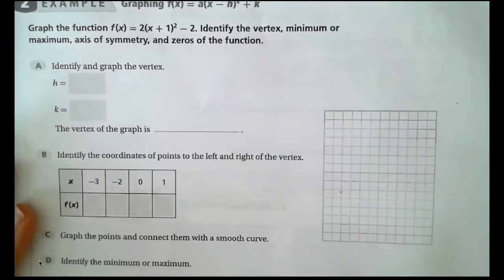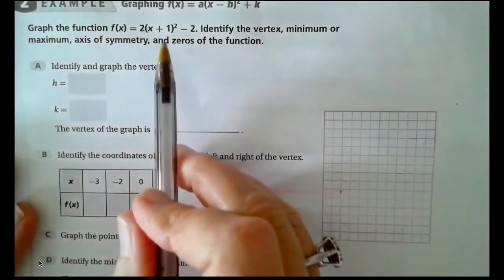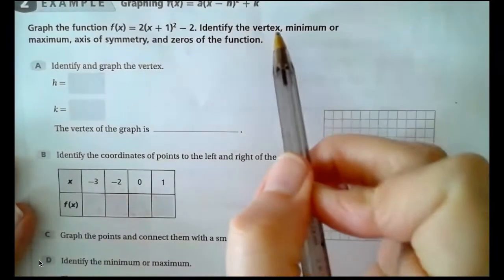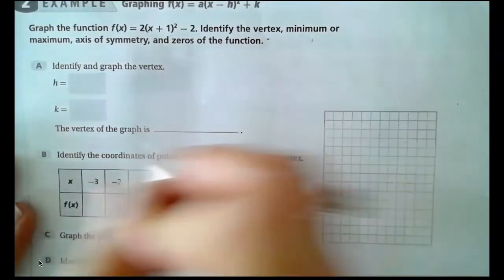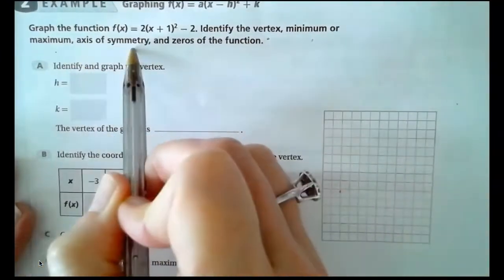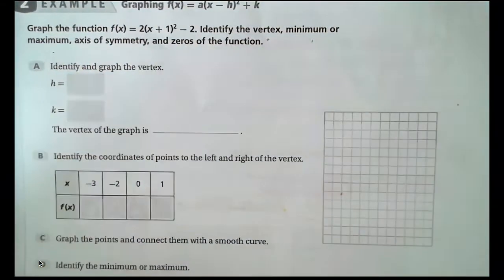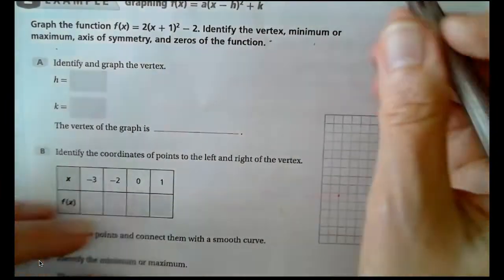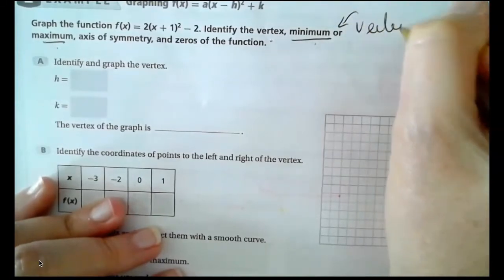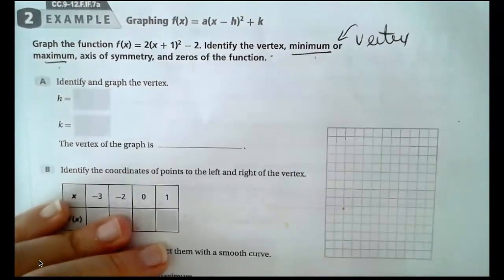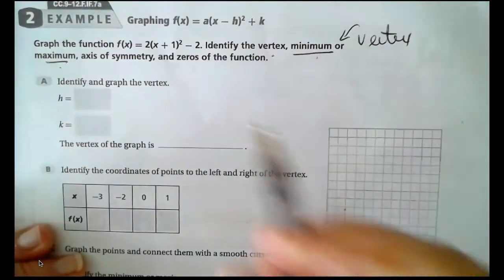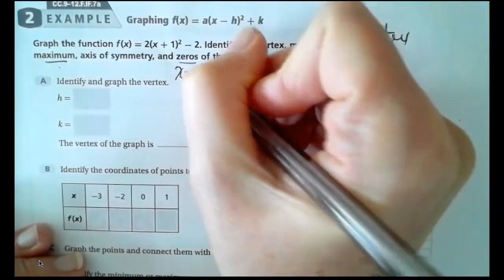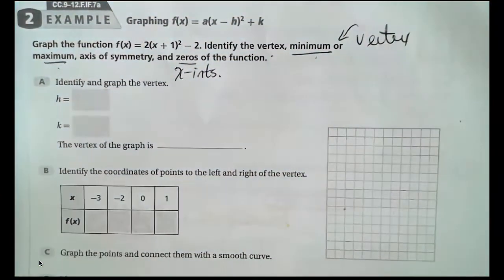To the back, let's look at example 2. Example 2 at the top: graph the function f(x) = 2(x + 1)² − 2. Identify the vertex, minimum or maximum values, axis of symmetry, and the zeros of the function. In a parabola, the max or the min is simply going to be the vertex. And of course, the zeros are the x-intercepts, if they exist.